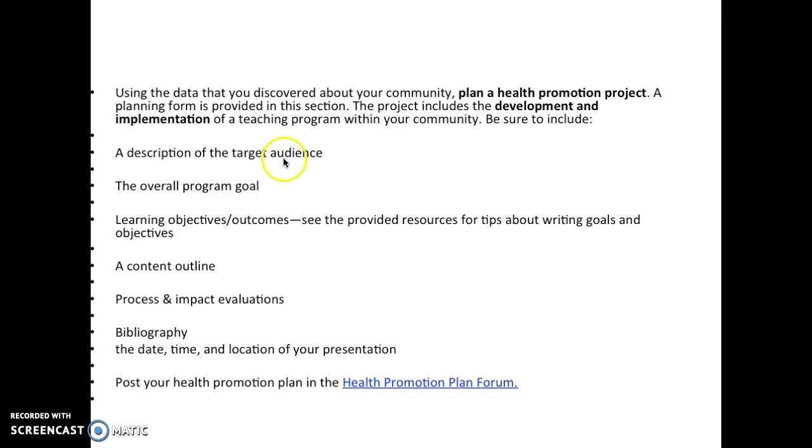Otherwise, all of these components, the audience, the goal, the objectives, the outline, and the process and impact evaluations, there are spots for all of that right on that planning form. So I'm just going to take a couple minutes and go through the different components to make sure you understand what's included in each.